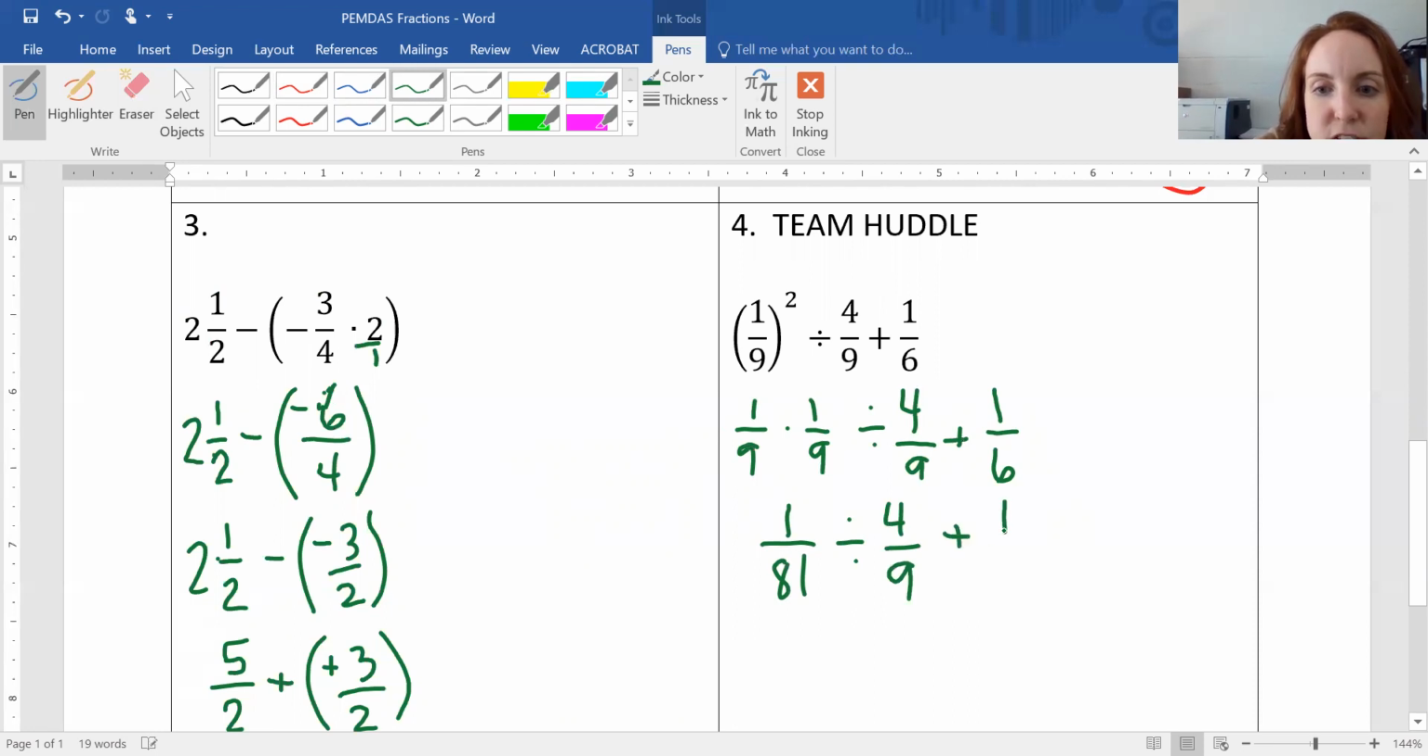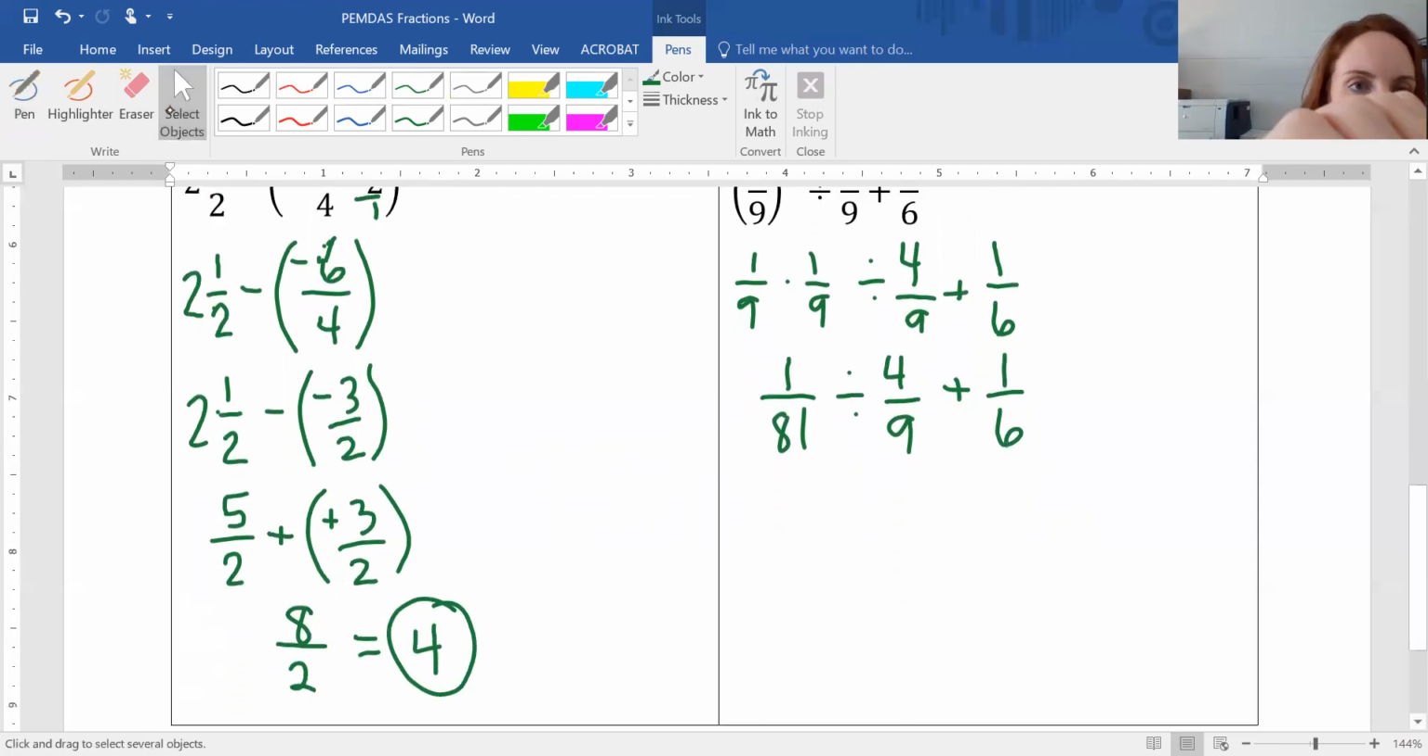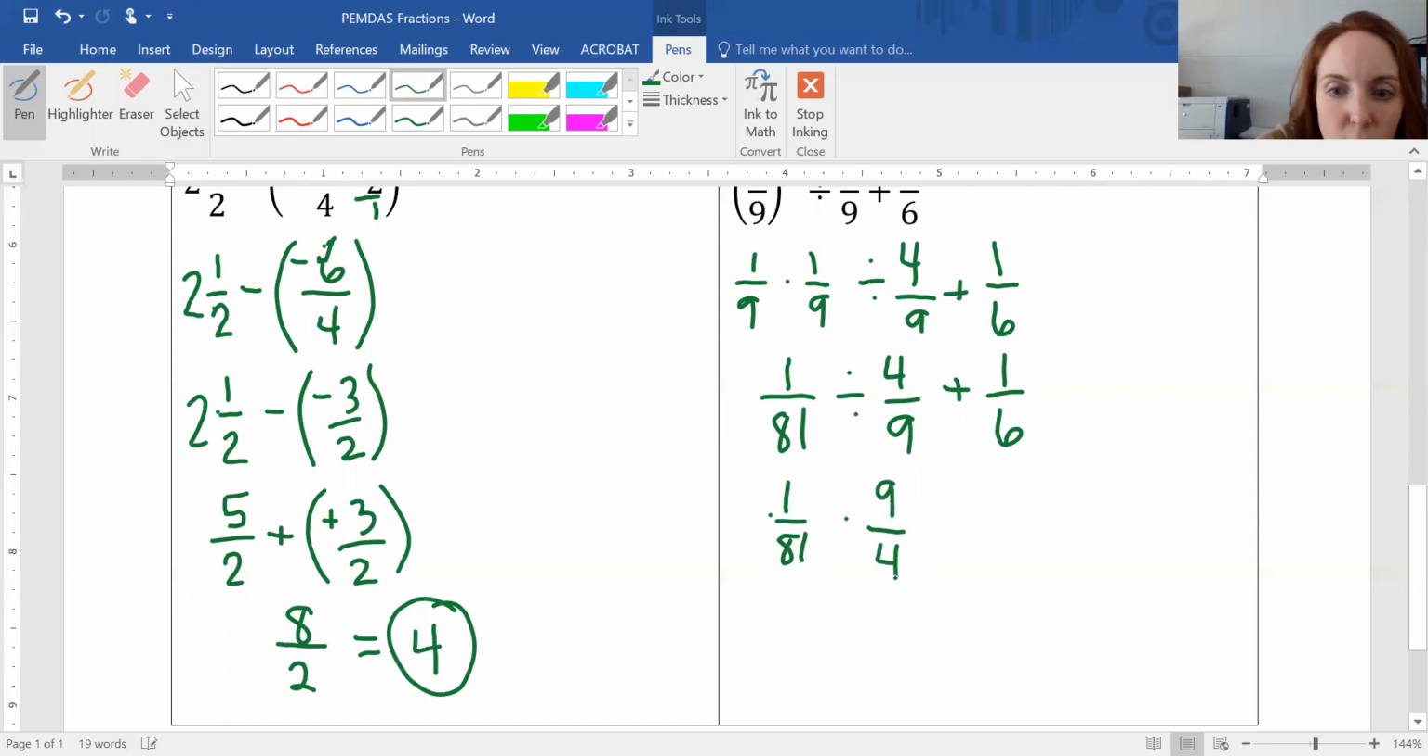We then have dividing and adding. We have to divide before we add. But instead of dividing fractions, we keep the first fraction, change the division to multiplying, and take the reciprocal, or flip the second fraction, 9 over 4.